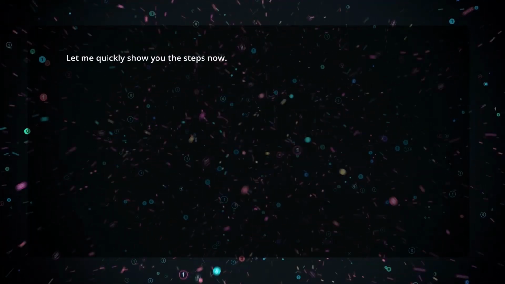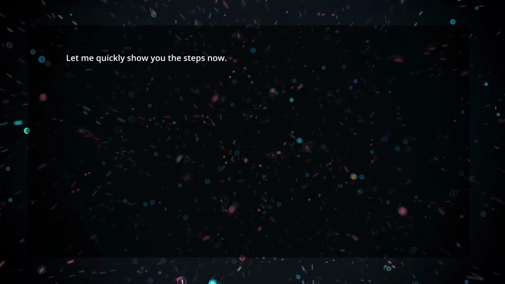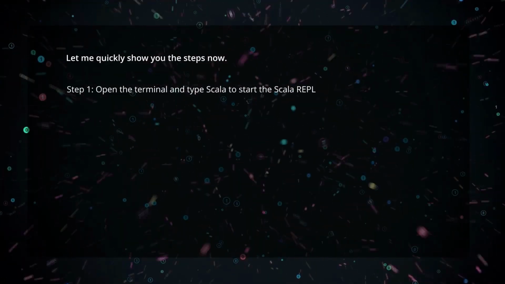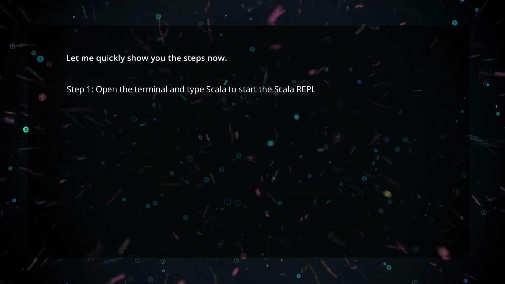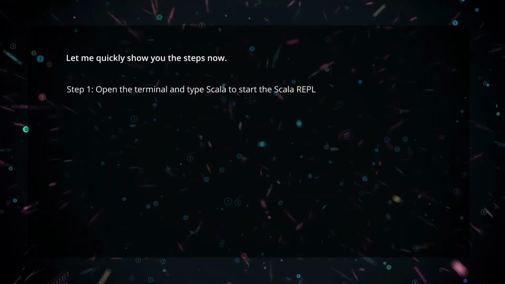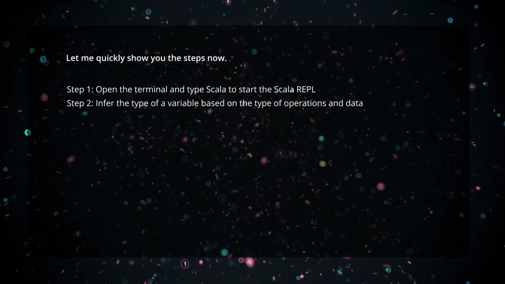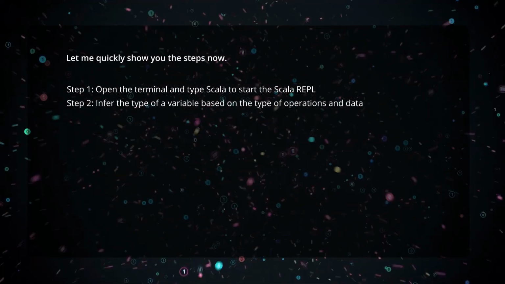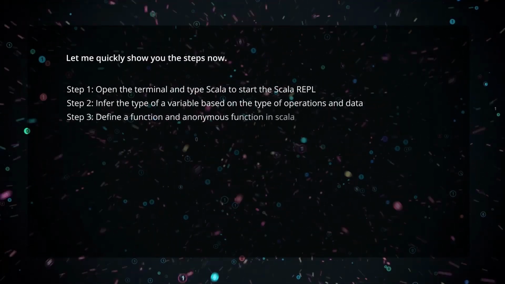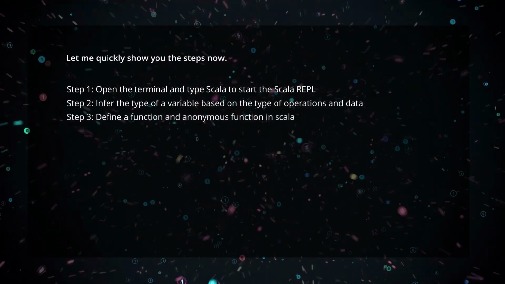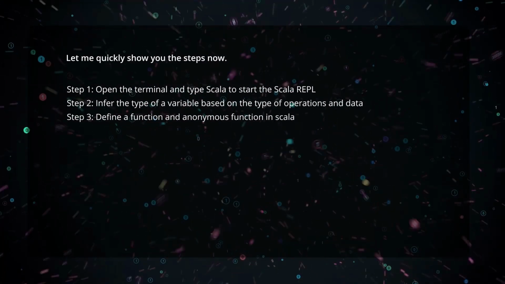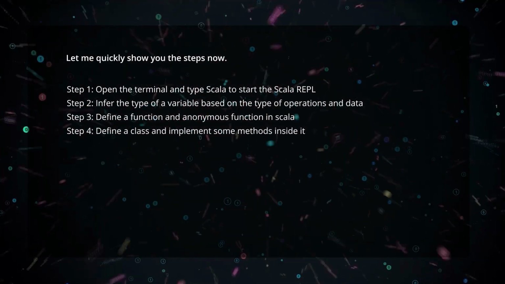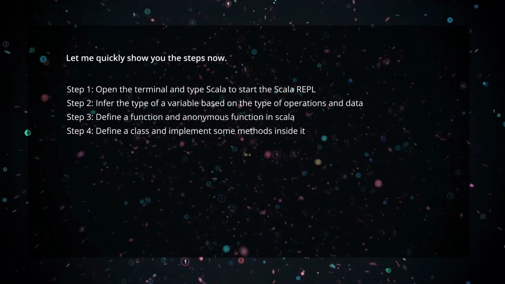Let me quickly show you the steps now. Step 1. Open the terminal and type scala to start the Scala REPL. Step 2. Infer the type of variable based on the type of operations and data. Step 3. Define a function and anonymous function in Scala. Step 4. Define a class and implement some methods inside it.